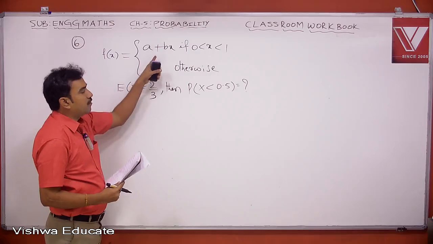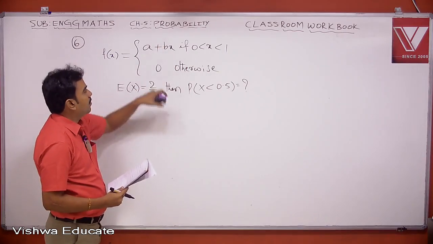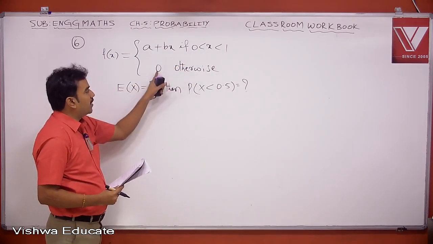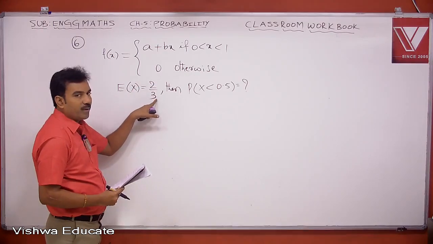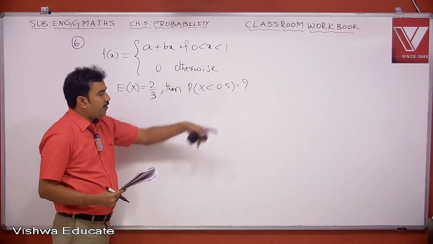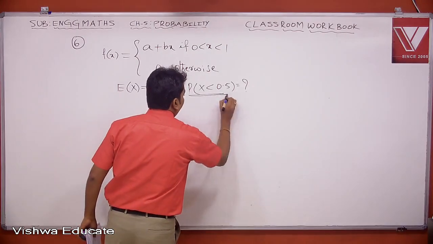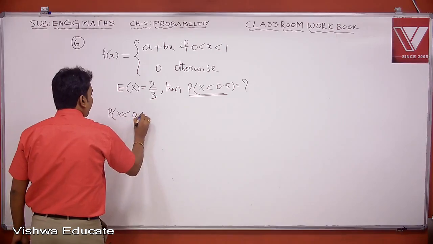This is the PDF of a continuous random variable a plus bx, where x lies between 0 to 1. Outside the limits, the PDF is 0. And expectation of continuous random variable x is 2 by 3. Then what is P of x less than 0.5? Now let us write the formula for this at first. Here this is P of x less than 0.5.